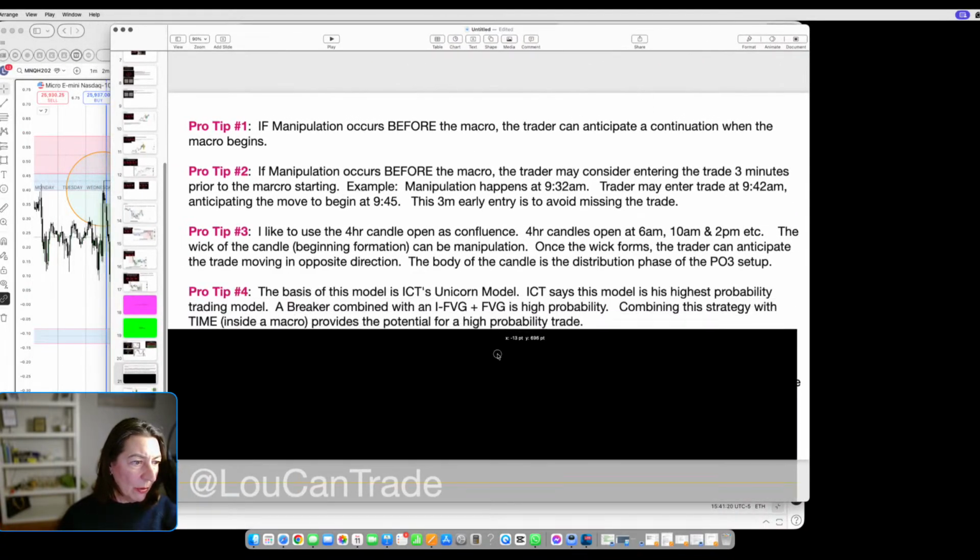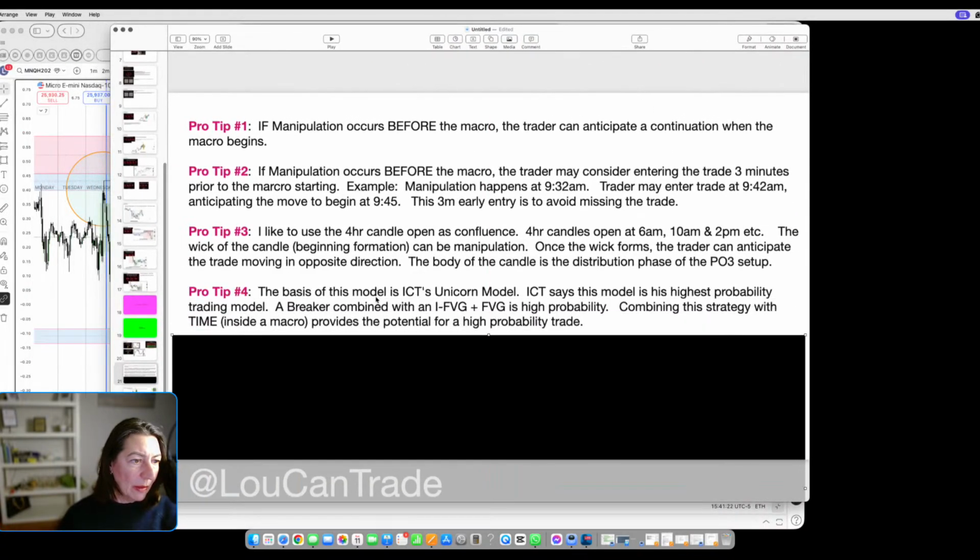Okay, pro tip number 4. The basis of this model is ICT's unicorn model. ICT says this model is its highest probability trading model. A breaker combined with an inverted fair value gap plus a fair value gap is high probability. Combining this strategy with time coming first inside a macro provides the potential for a very high probability trade.